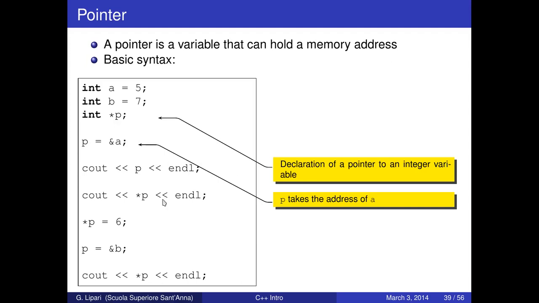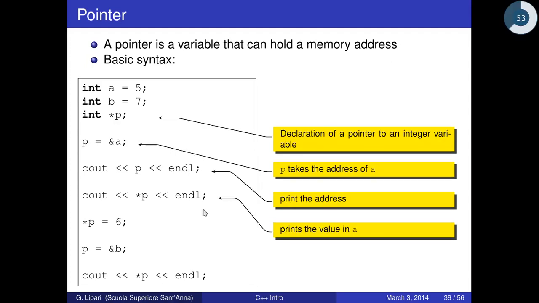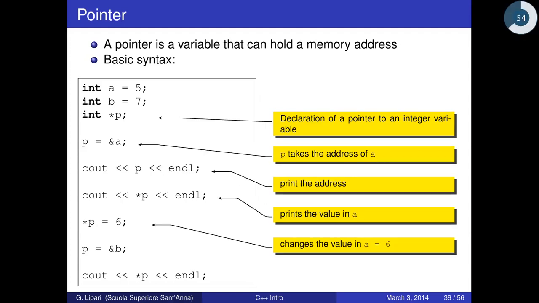And you can dereference the value. That means instead of printing the address, I want to obtain the value in the location at the address contained in p. So p has an address, we go to that address and we take the value. That value is going to be an integer, we know, because this is a pointer to integer. We can also use *p to the left of an assignment. So *p = 6 means that in the address pointed by p we write value 6. So now variable a is equal to 6.